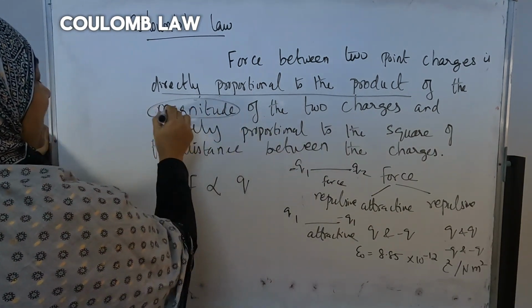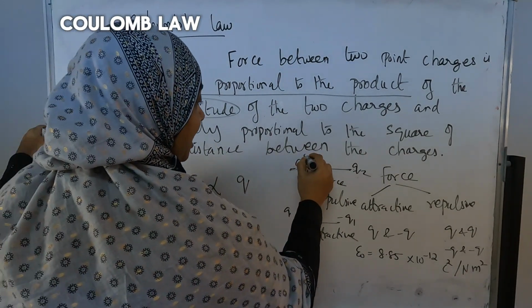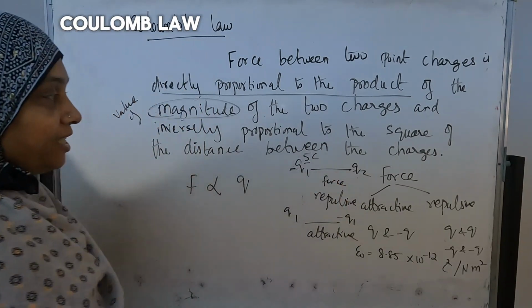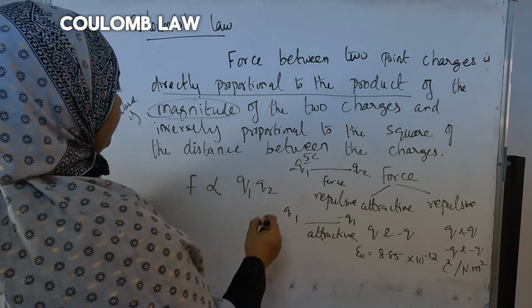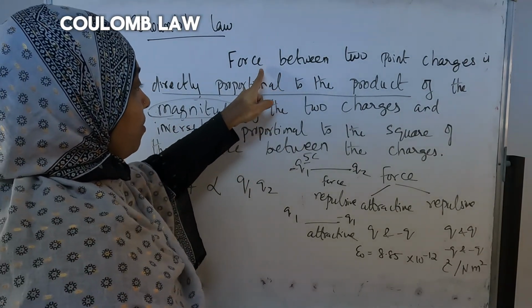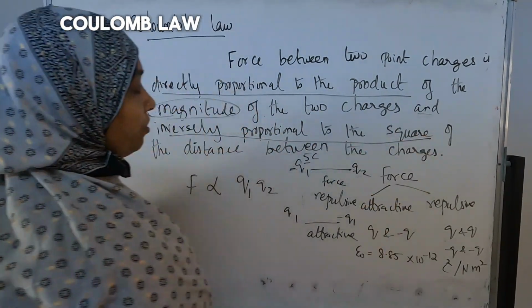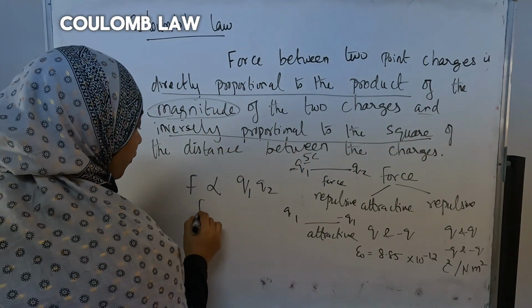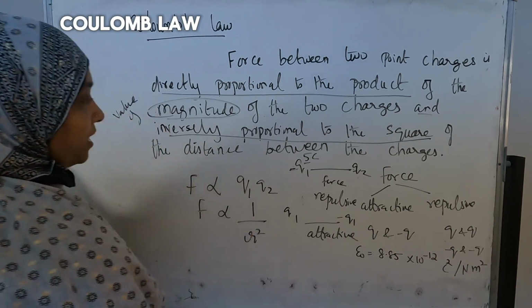Magnitude means the value of the charge. Suppose it is 5 coulomb, then 5 is the magnitude. So Q1 into Q2 is directly proportional, and the force is inversely proportional to the square of the distance.